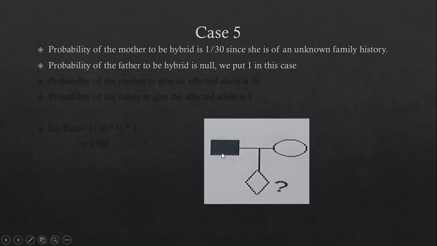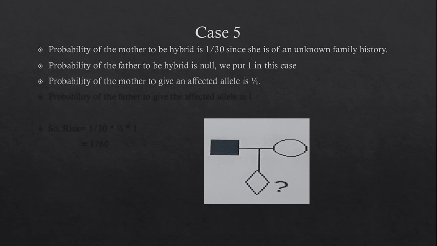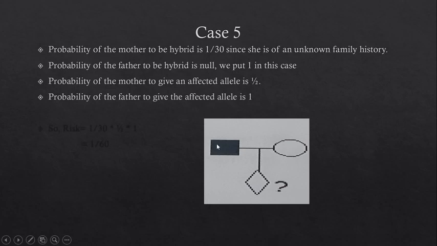But we cannot put 0. The probability for the father to be hybrid is null. It's obviously null because his genotype is well known, which is small d, small d, since he's already affected. So in this case, we are going to put the probability as 1. Probability of the mother to give the affected allele is 1 over 2. However, for the father to give the affected allele, remember that his genotype is small d, small d. So the only allele that he will give to his children is the small d. So we are going to put the probability for the father to give the affected allele at 100%, which is 1 in this case.